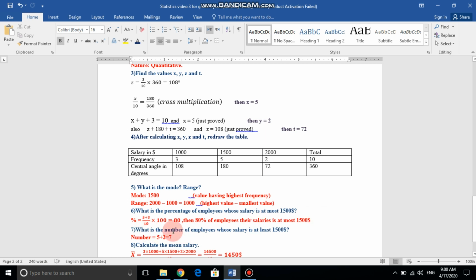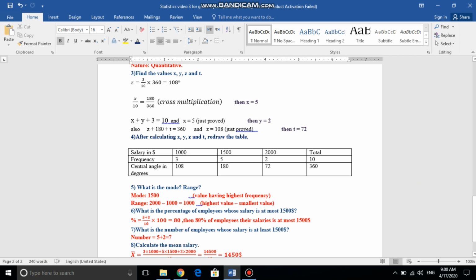In part 7, what is the number of employees whose salary is at least $1,500? What do you mean by at least? It means greater than or equal to $1,500. So, I'm talking about the employees that have a salary equal $1,500 or greater, which is $2,000. So 5 plus 2, which is equal 7 employees.